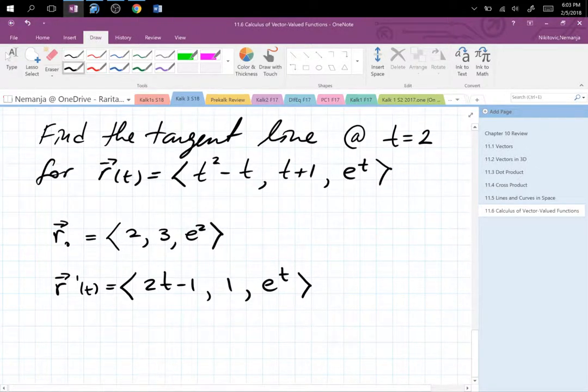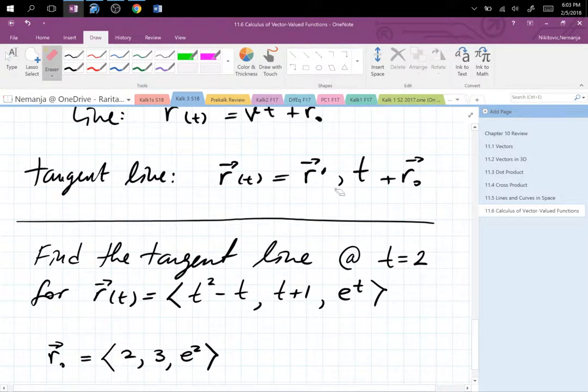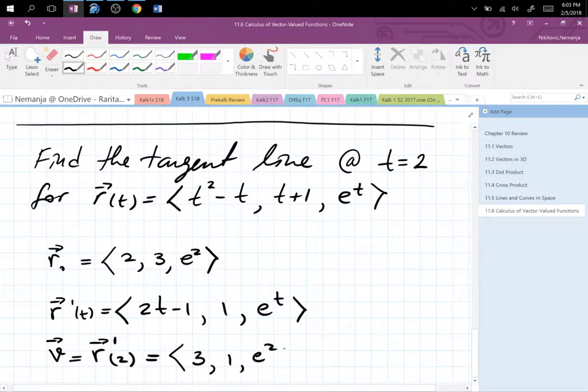And then to find the vector, I should have actually said this at t computed at a specific time, because it has to be a vector. Now we are computing that, so that vector v is actually r prime computed at 2. So our vector v is r prime computed at 2, so that's going to be 3, 1, again e squared.